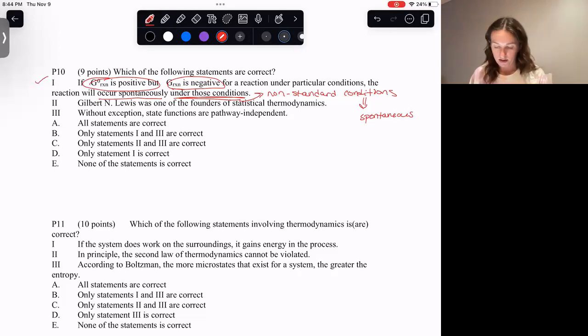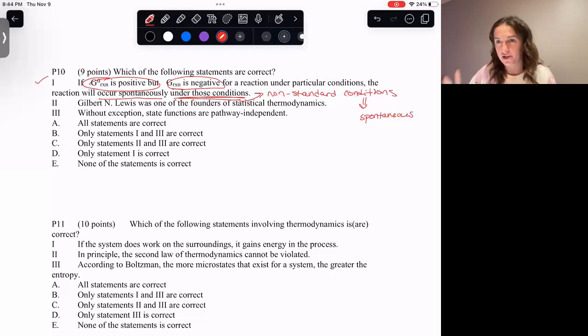Okay. Statement 2: Gilbert Lewis was one of the founders of statistical thermodynamics. Is that true or false? Was Lewis the one that did thermo? Nope, he was not.